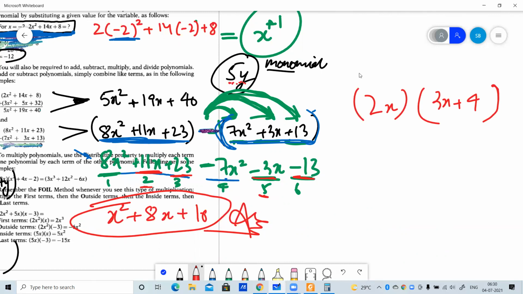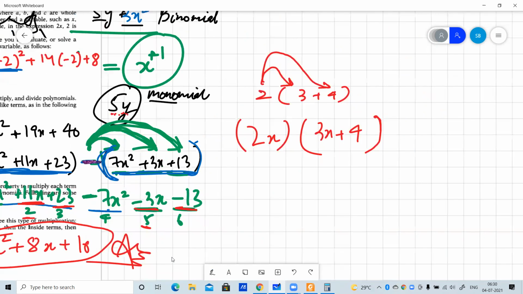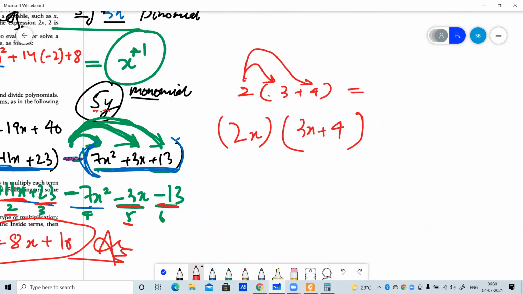You will do the same thing as you did for multiplying numbers. For example, you're having 2 times 3 plus 4. 3 plus 4 were in parentheses, so you could have done PEMDAS, or you could have used the distributive property. 2 times 3 plus 2 times 4, which is 6 plus 8. In the same way, if you're having 2x times 3x plus 4, you will use the distributive property. This 2x is to be multiplied with 3x, and this 2x is to be multiplied with 4.